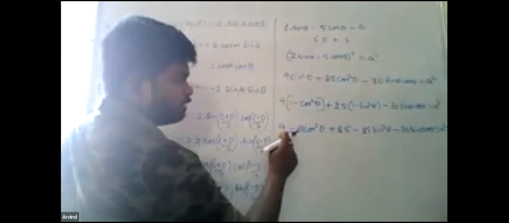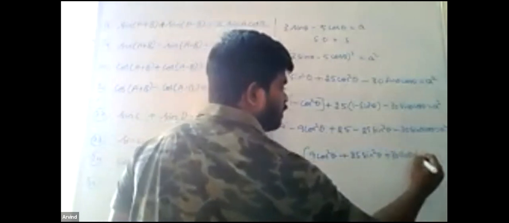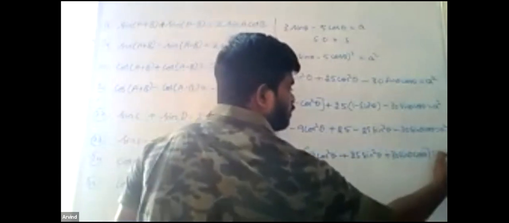And here itself you got the answer. 9 plus 25 is 34. Just observe, every remaining term is negative. So taking minus common, you will get it as 9 cos square theta plus 25 sin square theta plus 30 sin theta cos theta equal to a square.